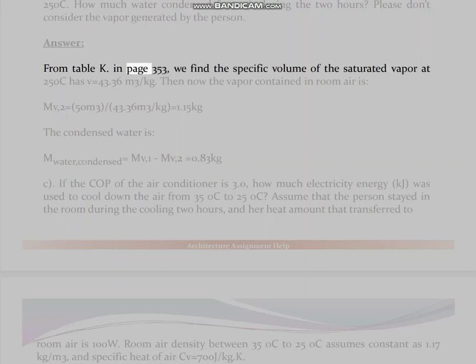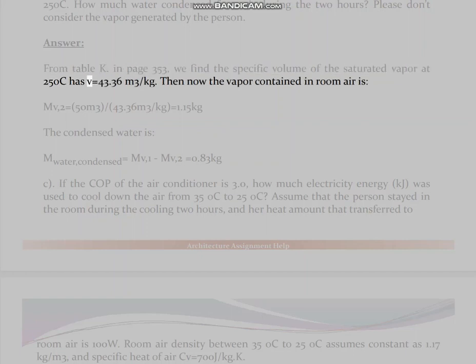Answer. From Table K, in page 353, we find the specific volume of the saturated vapor at 25 °C has v equals 43.36 m3/kg. Then now the vapor contained in room air is mv2 = 50 cubic meters / 43.36 cubic meters per kilogram equals 1.15 kg. The condensed water is mv1 minus mv2 equals 0.83 kilograms.